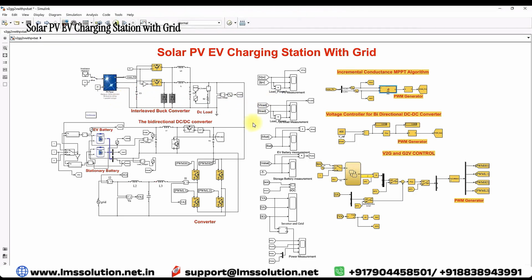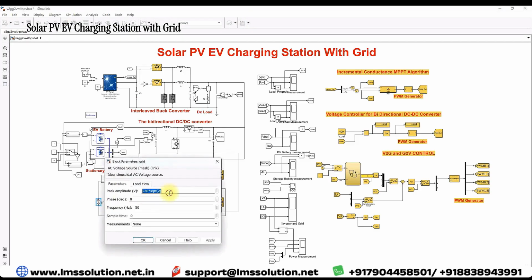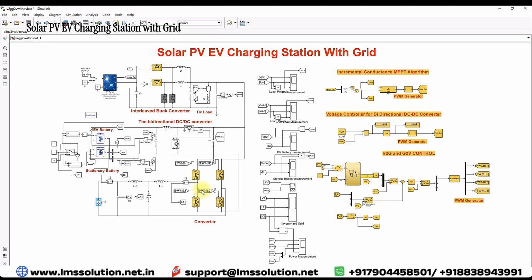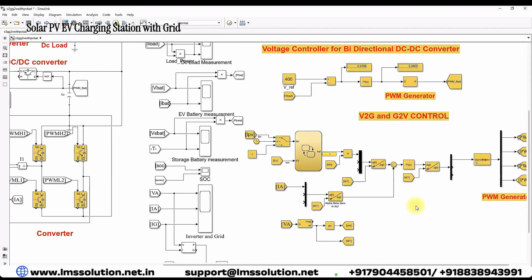So next is the grid integration. Here we have a single-phase grid. We are using a 230 volt AC supply, and the 230 volt AC supply is connected to the common DC bus via this inverter. In order to control this inverter, we have this control logic. Here you can see that we are generating the current reference based upon the PV current and EV availability, that is, whether the EV is available or not. Based upon the availability of the EV, we generate the reference current.